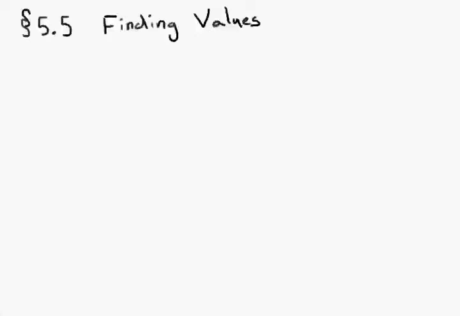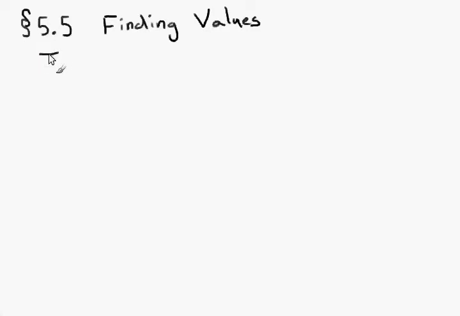In this video, section 5.5, finding values. In the previous sections, what we've done is come up with the equations for lines. We started with the two-point form, we developed that into point-slope, and then we ended with the slope-intercept form. What we now want to do is take these equations and work with them.